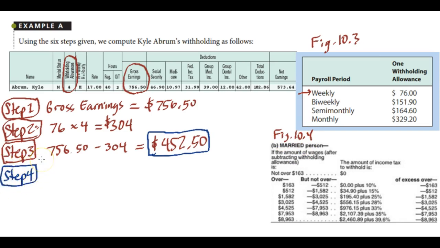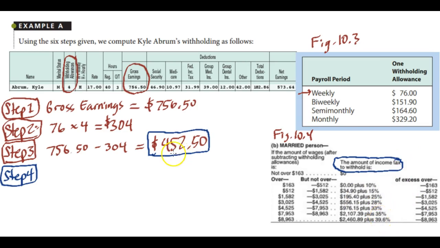Step 4 has us looking at figure 10.4 and determining which tax bracket we're in, and then the amount to withhold based on the information on the right side of the chart. So let's look at that.